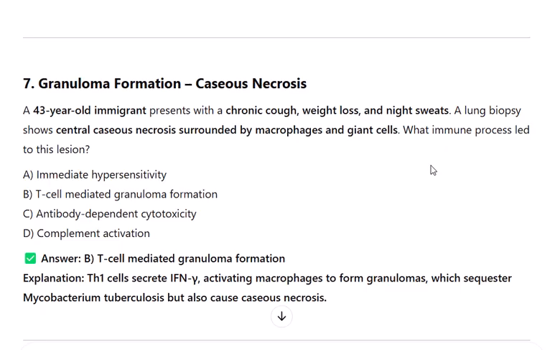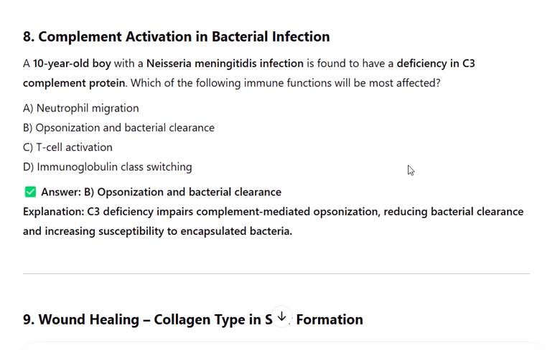8. Complement activation in bacterial infection. A 10-year-old boy with a Neisseria meningitidis infection is found to have a deficiency in C3 complement protein. Which of the following immune functions will be most affected? A. Neutrophil migration, B. Opsonization and bacterial clearance, C. T-cell activation, D. Immunoglobulin class switching. Answer B. Opsonization and bacterial clearance. Explanation. C3 deficiency impairs complement-mediated opsonization, reducing bacterial clearance and increasing susceptibility to encapsulated bacteria.